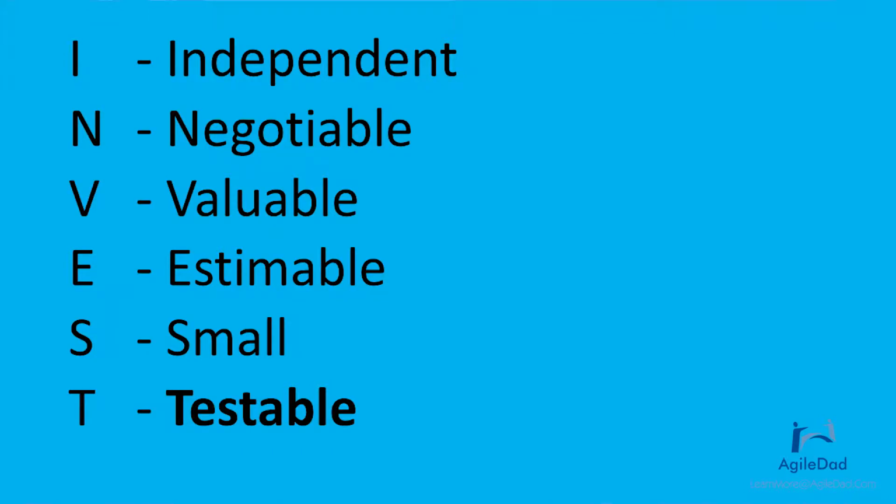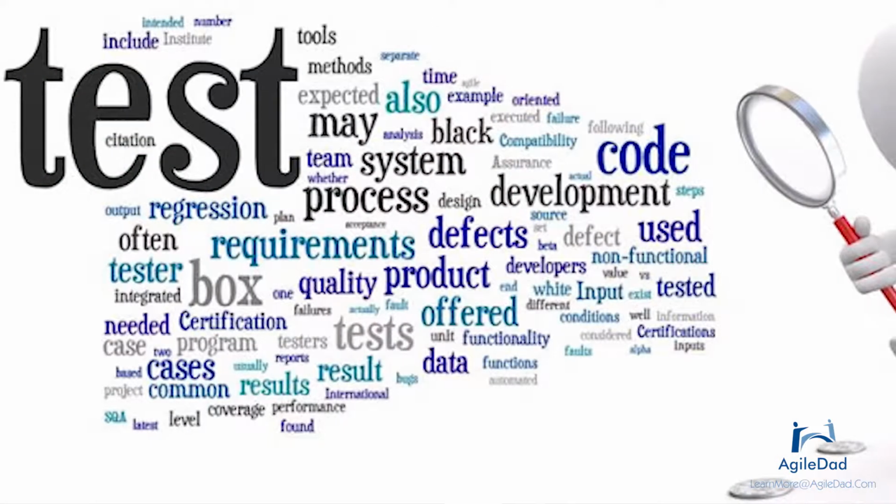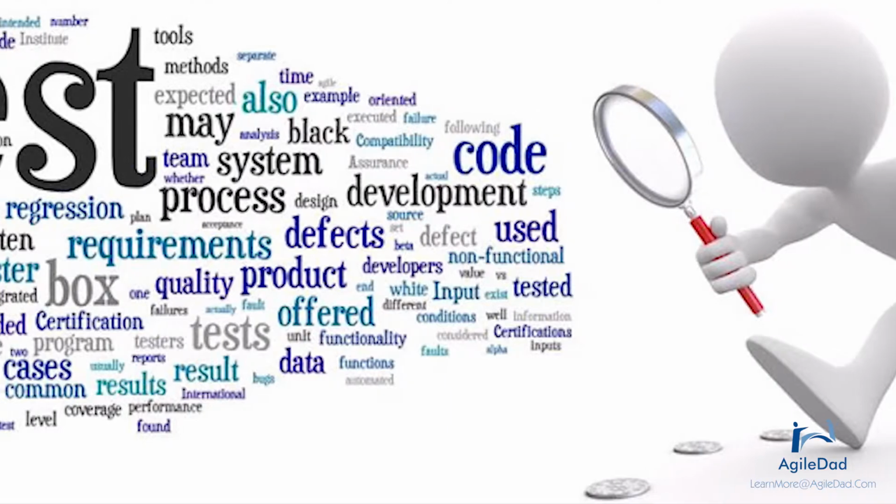And last is T for testable. We need to make sure that we can test our solutions, make sure that they're delivering what was expected at the beginning, that they meet each of the acceptance criteria, and also that there are no bugs or unintended features from this story.